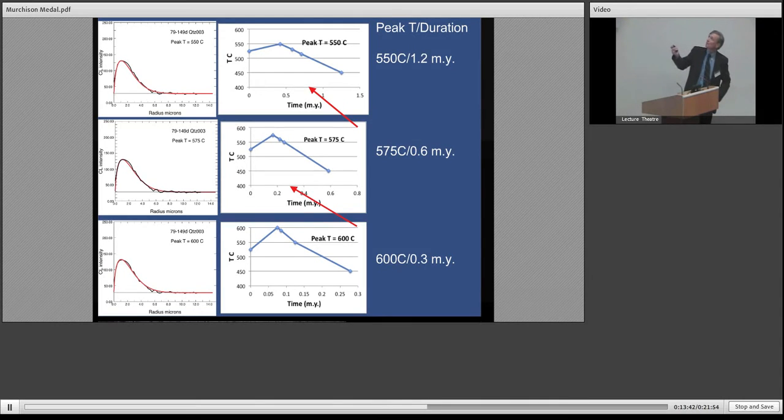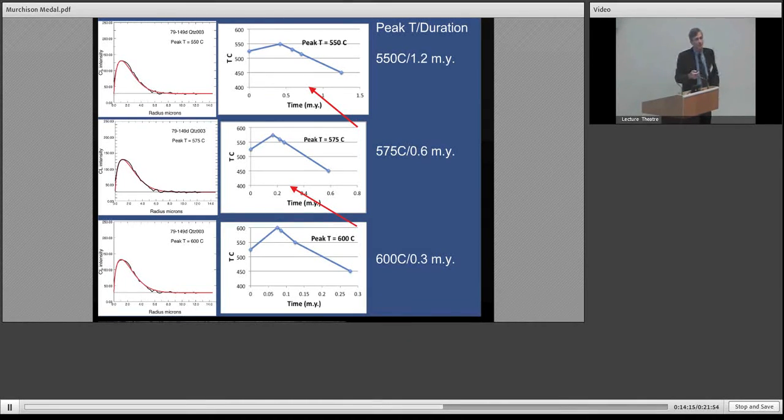All of these are the temperature time histories, but with different time scales. If the maximum temperature is only 550, then this whole heating process, this whole process which formed the diffusion profile in the garnet, took place in 1.2 million years. If the maximum temperature is 600 degrees, it takes place in 300,000 years. My best estimate of the peak temperature is about 580 or 590 or so. So somewhere around half a million years is our best estimate of the time it took to form this diffusion profile.